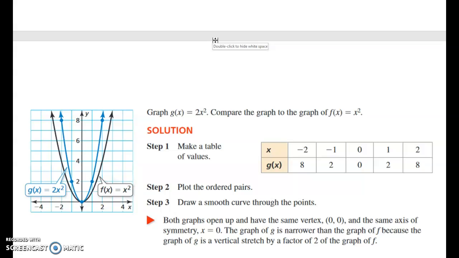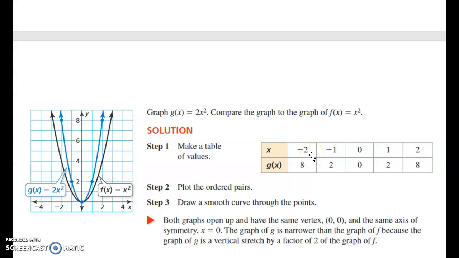Okay? So on this one, it says graph g of x equals 2x squared, and then compare the graph to the parent function, which is f of x equals x squared. Now the reason why this says g and that says f is that you're just not supposed to use the same letter because these are 2 different equations. You could also, though, just say y equals on both of them. So if you were doing this by hand, you'd make a table of values. You could do this horizontally, like they do it right here, or up and down, which is called vertically.